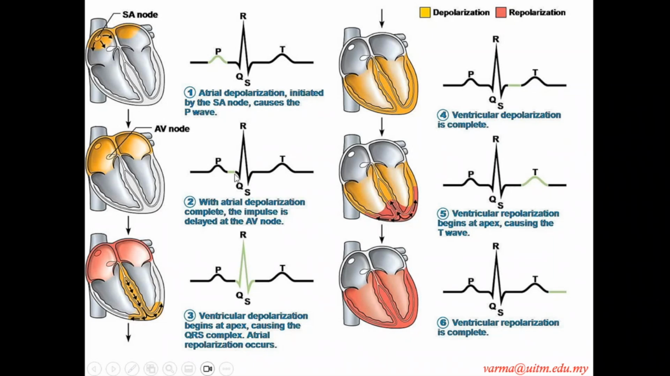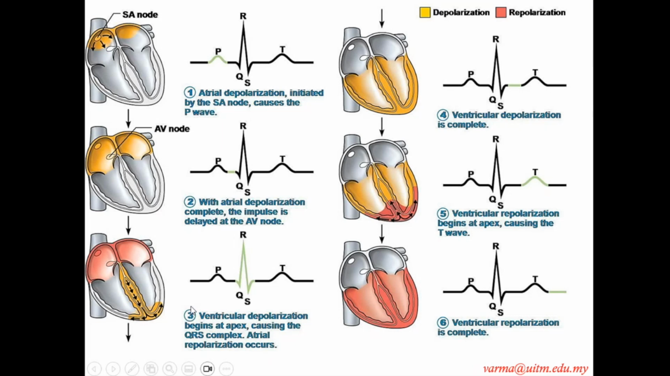That's why you get this PR interval. This delay is because of the delay at the AV node. Then ventricular depolarization begins at the apex. From the AV node, the signal transmits via the bundle of His to the apex. So ventricular depolarization begins at the apex, causing the QRS complex.